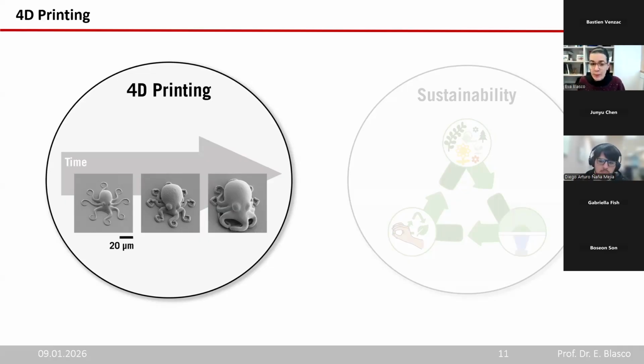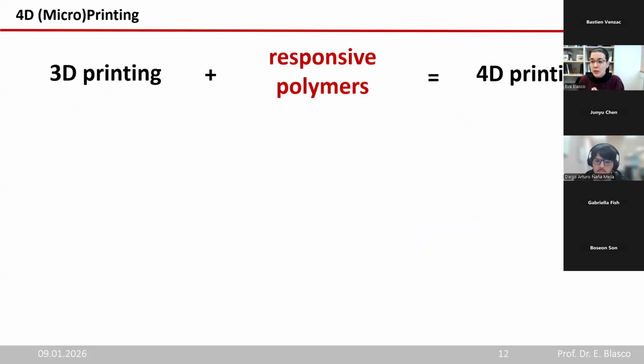What do I mean by the fourth dimension? The fourth dimension is time. That means that we print microstructures that are not static but dynamic, where we can change one property with time. This property can be shape or another property. How do we do this? As I said, we focus on the light-based technology, and the trick is to work with responsive materials, in this case, responsive polymers.